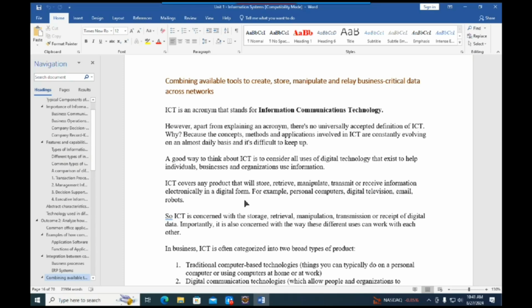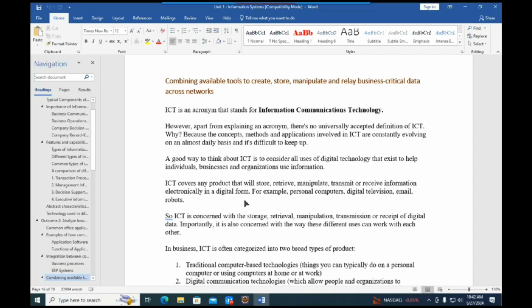So the question would be, how then do we bring together the available tools to make sure that we are creating, storing, manipulating, and also able to relay or communicate business critical data across the various networks? That brings us to the concept of ICT. ICT stands for Information Communication Technology.